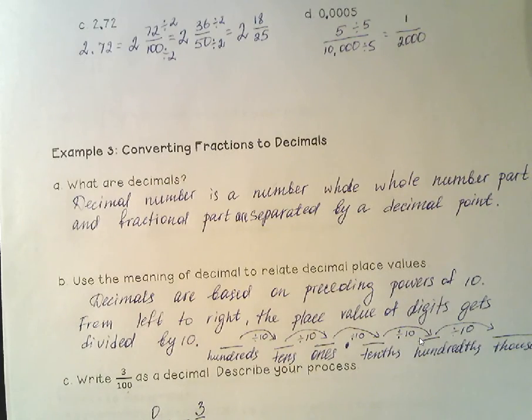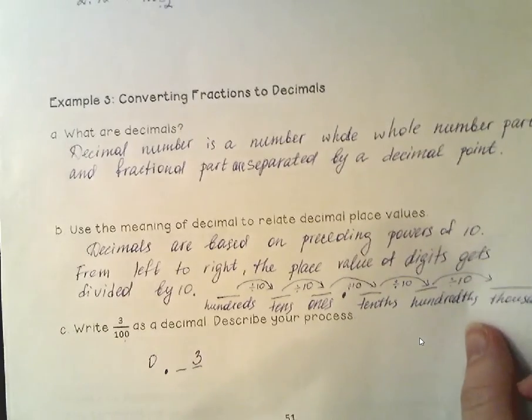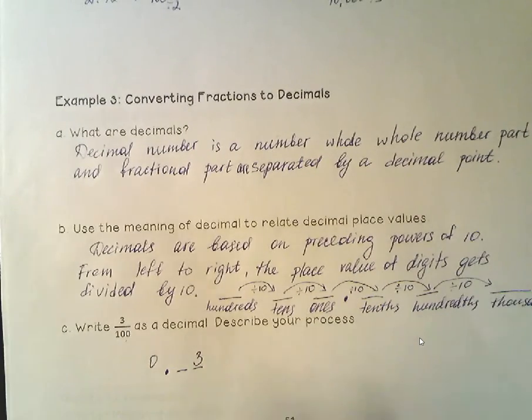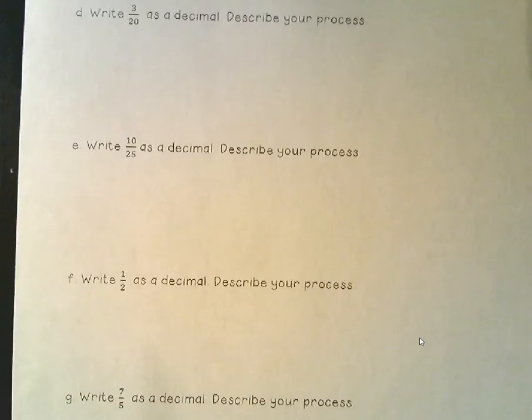We don't have a whole number here. So when we put it up like that, we have to fill that blank space after the decimal, and that space will be filled up with 0. So 3 hundredths will be written as 0 decimal point 0 3. Okay, let's move on and practice some more.